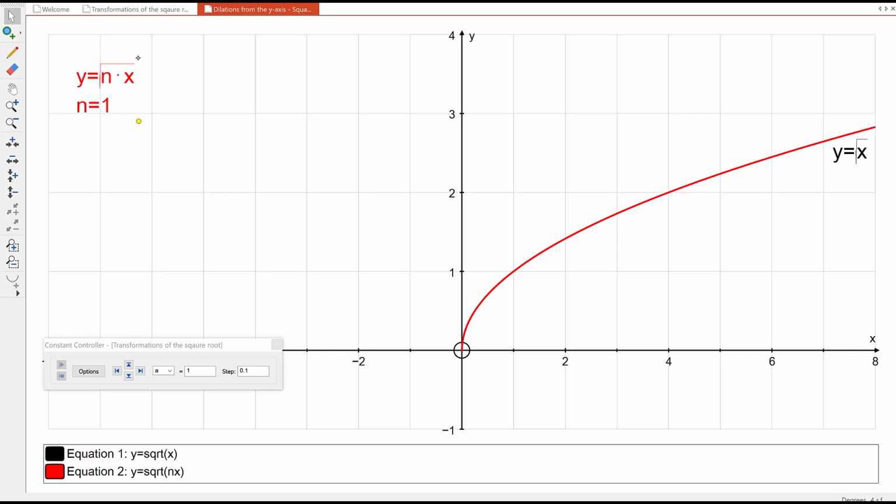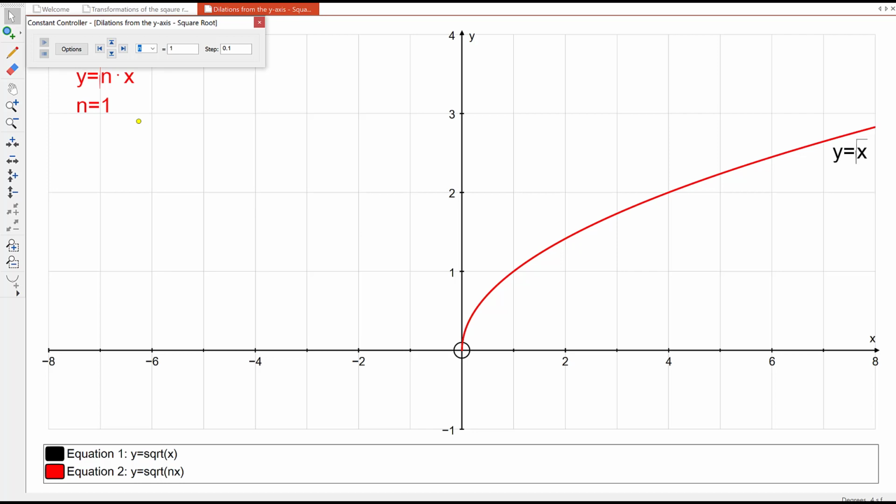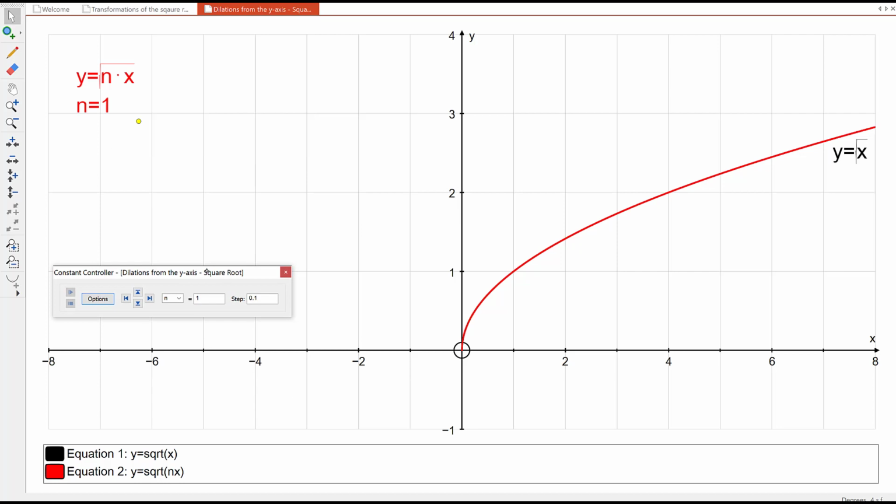So let's have a look at what happens as we change the value of n. As I increase the value of n, we're expecting this to be about dilation from the y-axis. Again, I want you to be clear about how you think about it.